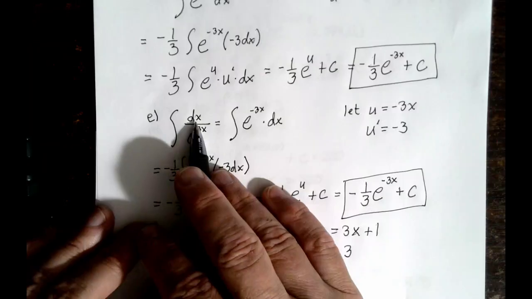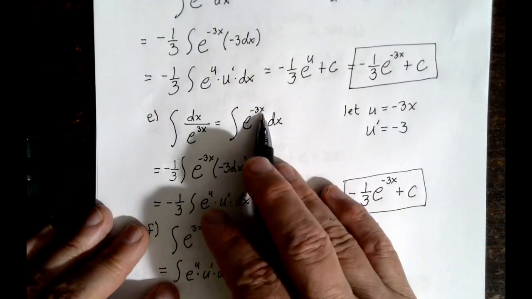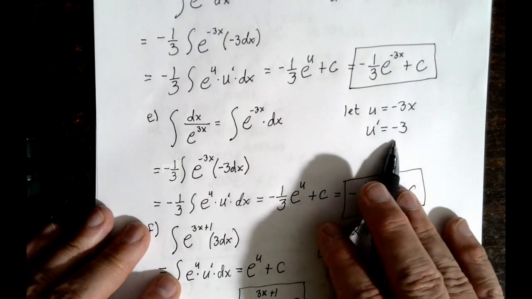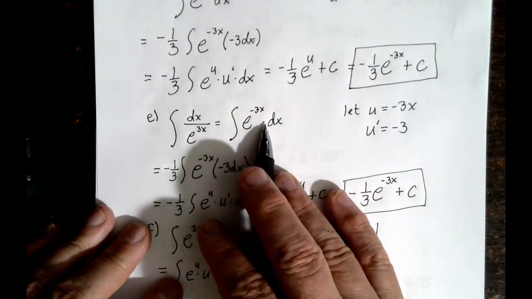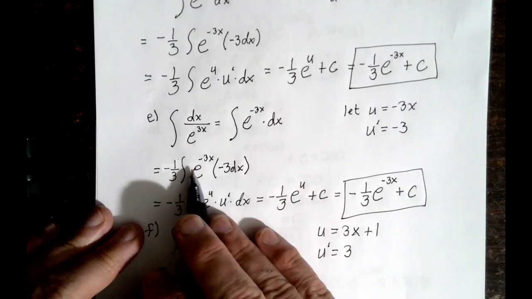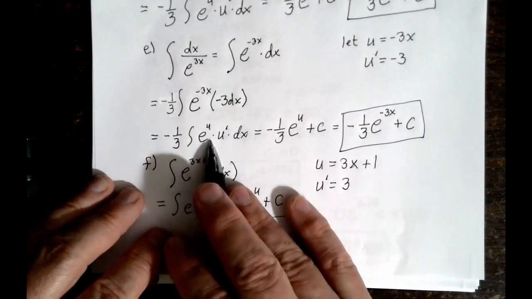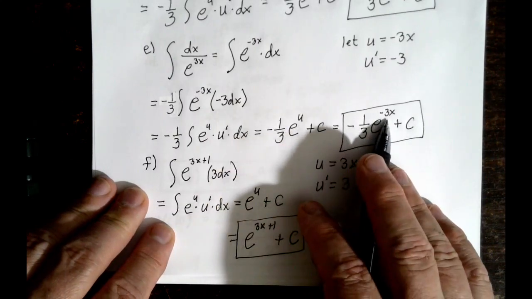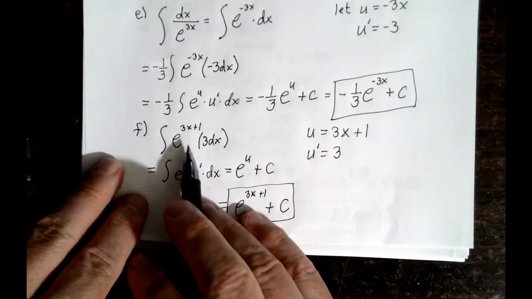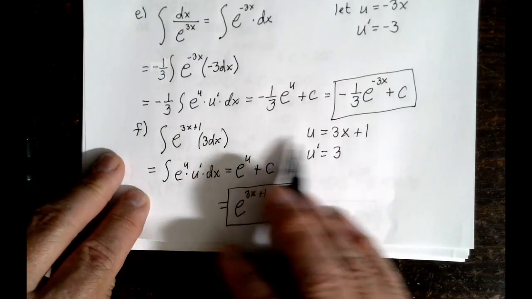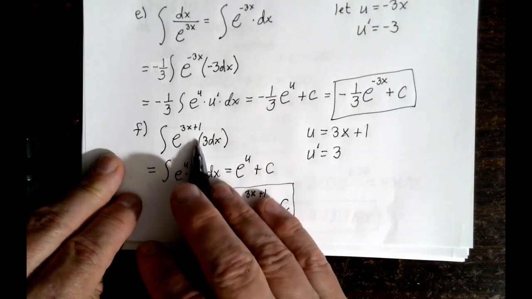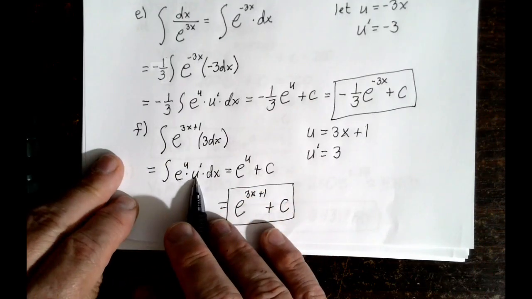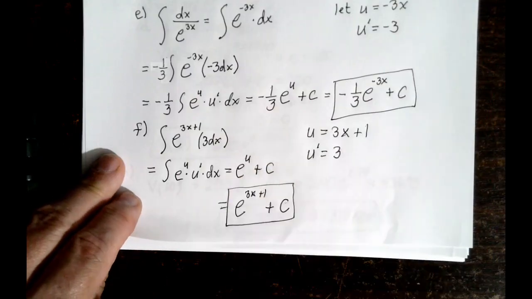We can bring the e to the 3x up and it makes it negative 3x. So then let's let u be negative 3x, so our u prime is negative 3. So we need a negative 3 here, so we're going to put a negative 1/3 out front. And so now we're ready to integrate, and we get negative 1/3 e to the u, and u is negative 3x. With this one, you let u be 3x plus 1, so your derivative is just 3. So you already have the 3 there, so you don't have to do anything. It's ready to go, and you just get e to the u, which is 3x plus 1.